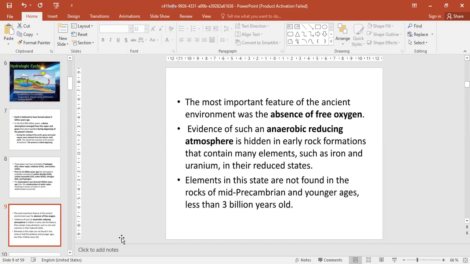The most important feature of the ancient environment was the absence of free oxygen. Evidence of such an anaerobic reducing atmosphere is hidden in early rock. I like to explain to you some words that I think you might not understand, but I know for sure that you were taught anaerobic and aerobic reaction in biology in your high school. When you see the word anaerobic, they're talking about lack of oxygen. Evidence of such an anaerobic reducing atmosphere, that is a lack of oxygen atmosphere, is hidden in early rock formation.